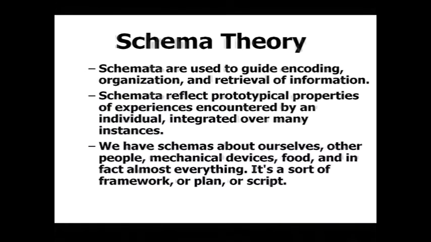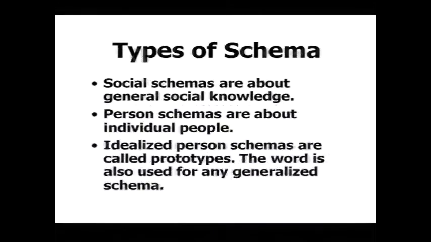And mechanical devices, a car, going to a church, being in a restaurant. We have schemas and scripts and plans, frameworks for all these things. Types of schemas: social schemas, knowing what to do in particular social events. Person schemas, knowing about people or particular people. Idealized person schemas are called prototypes. The word is used for any generalized schema.